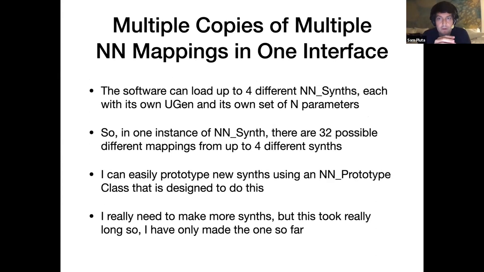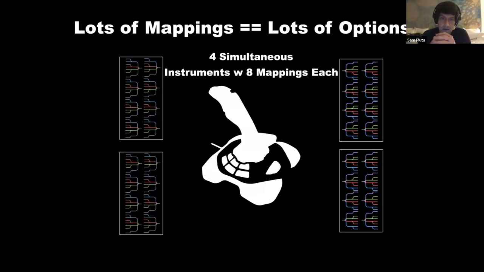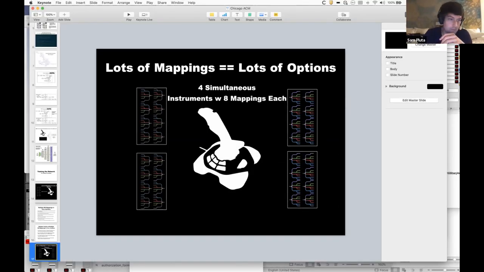So the software can load 4 different neural net synths, each with its own UGen and set of n parameters. And within each neural net synth, there are 32 possible different mappings of up to 4 different synths. So there's so much data that you can access. And I think the goal of any good instrument, think about a violin, is to not just have a lot of data that you can access, but to be able to access that data within a tiny, tiny space of movement. So here's what I was hopefully showing in the software: 4 simultaneous instrument mappings with 8 each, and I can quickly move around this space just by moving the joystick or moving the 2 XY pads. Great.